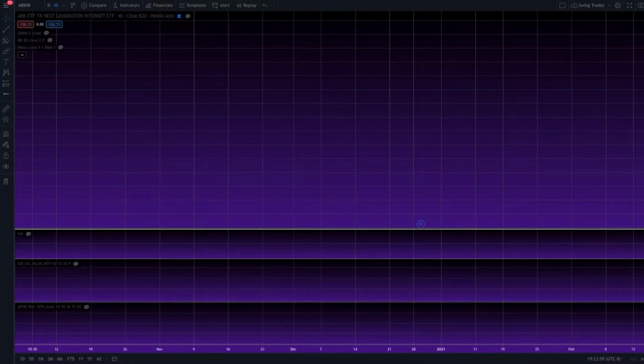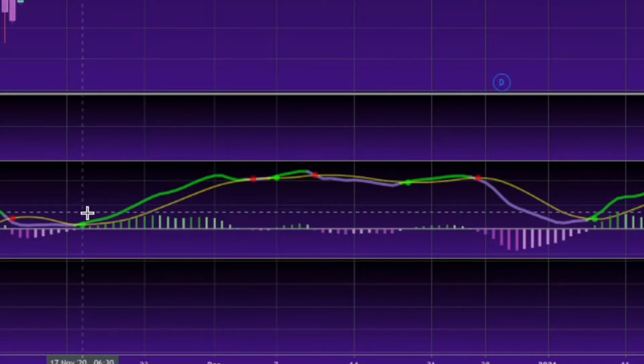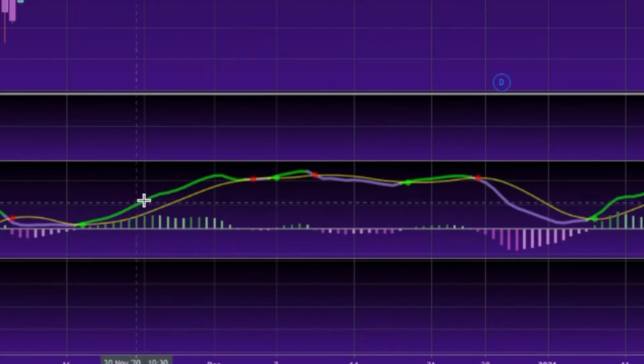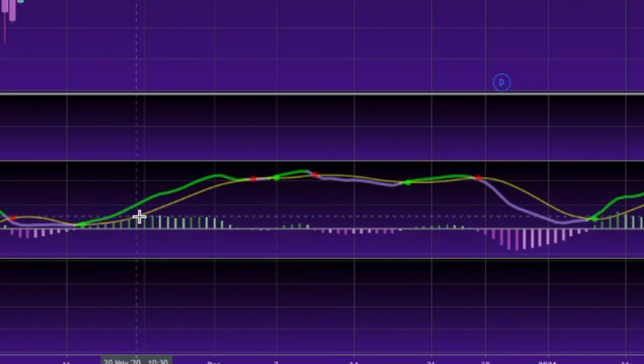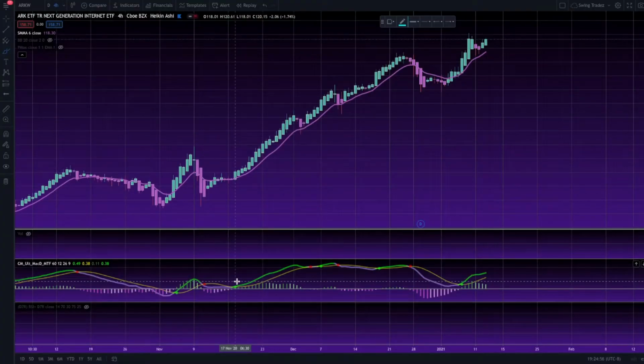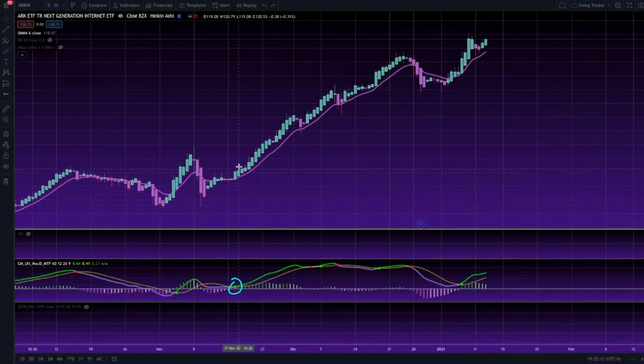Now let's go over an example. We're going to go ahead and look at ARKW, the ETF of ARK Investments. Now my MACD is modified and looks a lot different than the traditional MACD, but this light green line right here is the MACD line, while this yellow line is the signal line. Here on November 17th we got a bullish convergence, and up here we can see the price action is starting to move to the upside.